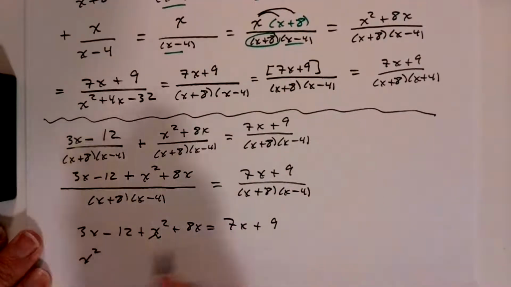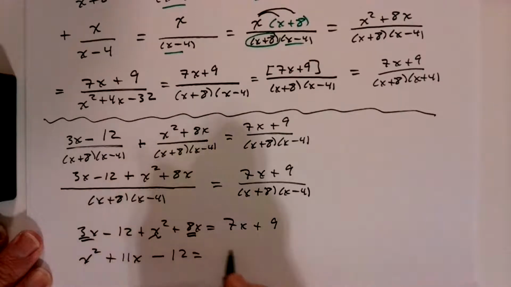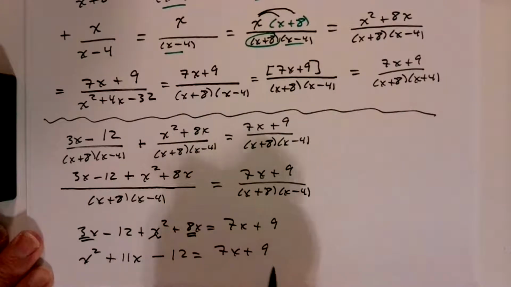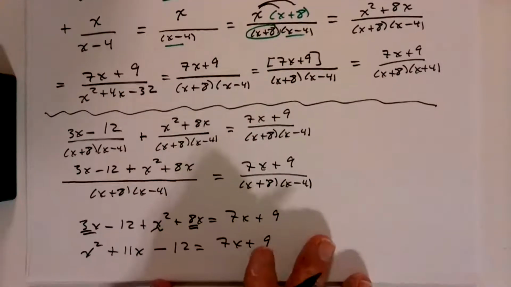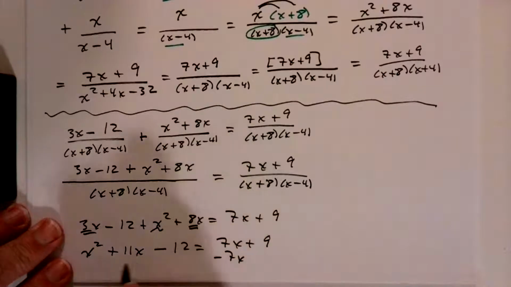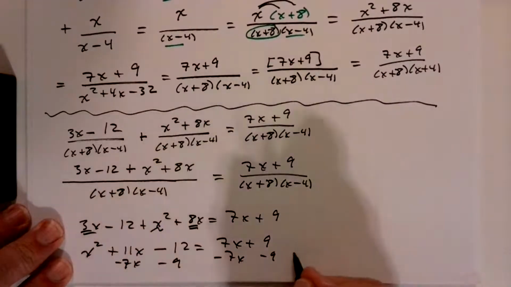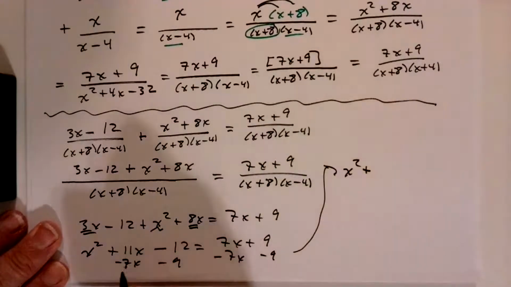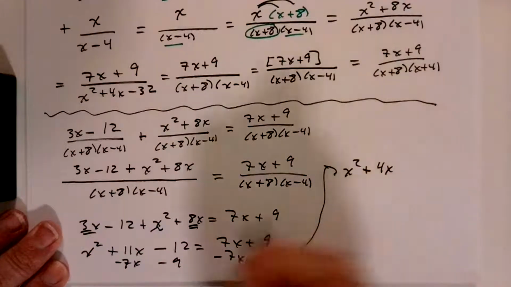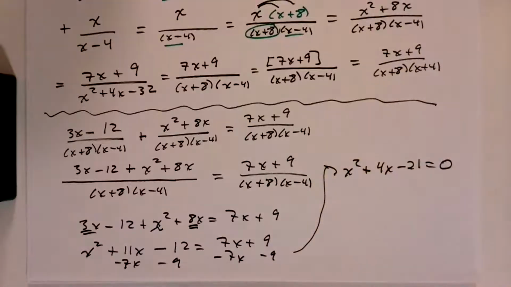x squared. 8x plus 3x is 11x. Plus 11x - 12 equals 7x + 9. Let's subtract 7x and subtract 9 from both sides. Subtract 7x here, subtract 7x here. Subtract 9 here, subtract 9 there. What does that leave me? x squared + 11x - 7x, which is 4x, - 12 - 9, which is -21, equals 0.